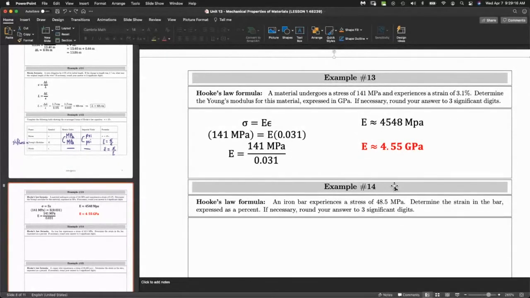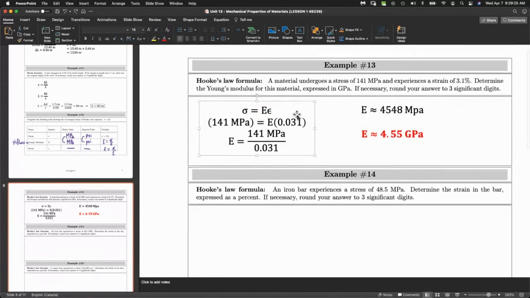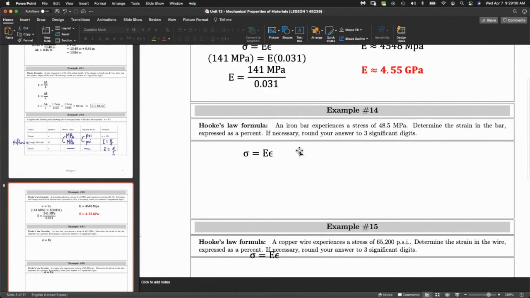We're going to talk about the design aspect after we do some more of these questions. These are questions that are just basically manipulating this formula. So let's just keep on going on that note. Okay, so this next question: an iron bar experiences a stress, and then it says determine the strain in the bar.